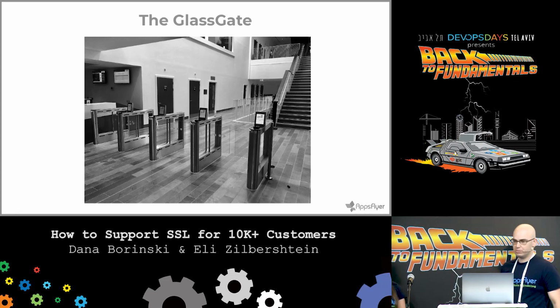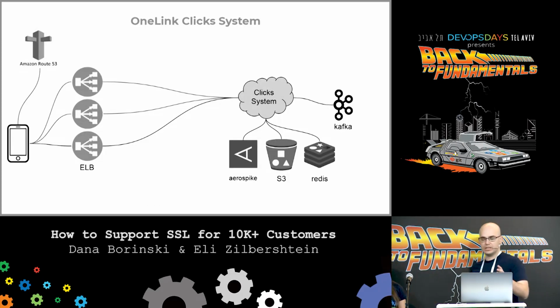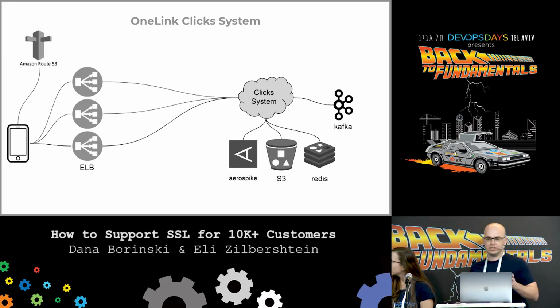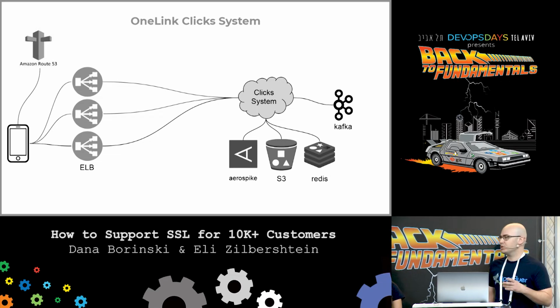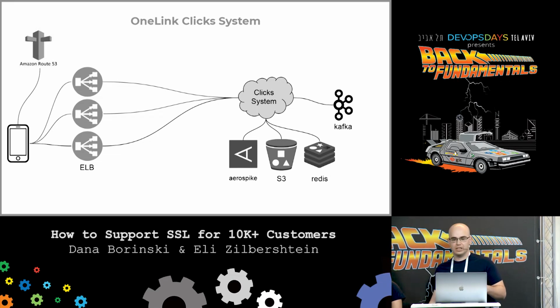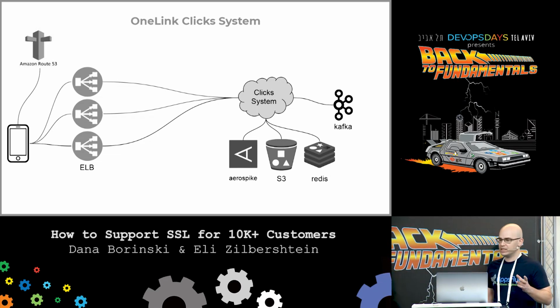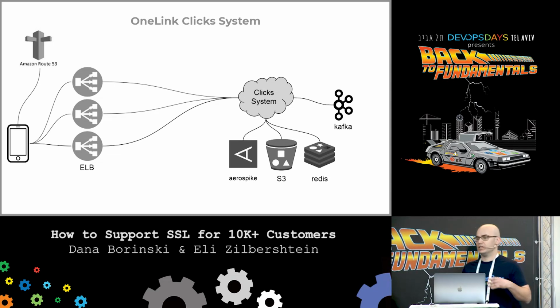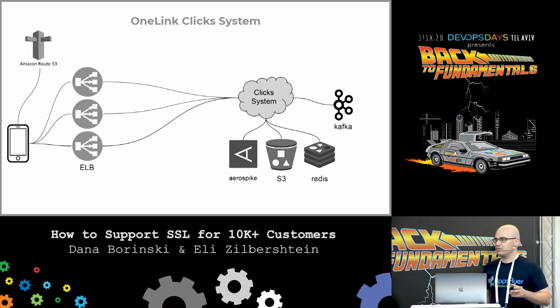Let's talk a little bit about the architecture. So this is the existing non-branded click system. It's a pretty standard architecture for running your system in AWS. We use Route 53 for the public domain. We use ELB load balancing that is balancing the traffic between our web servers that are using Aerospike, S3, Redis, and Kafka for the event processing.